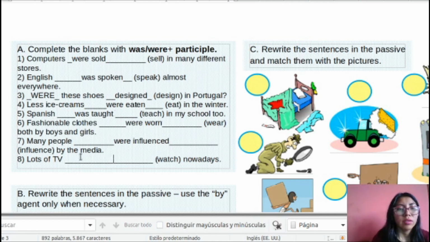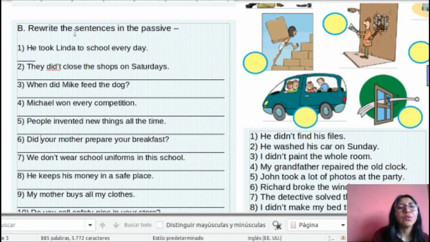Okay, the exercise number 8. Lots of TV was watched nowadays. Okay, in this case I am using was because I am speaking about the TV, that is singular. Lots of TV was watched nowadays. Yeah, and we are going to do this exercise.